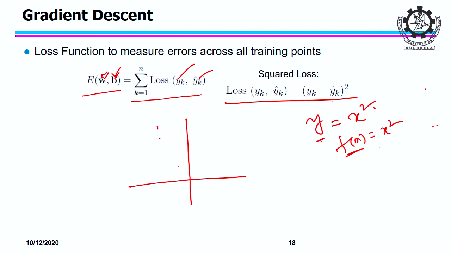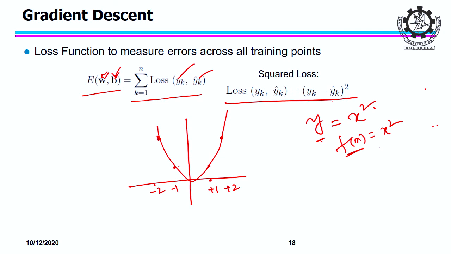So, let us say the value of x is 1, then this will be 1. If the value of x is 2, this will be 4. Similarly, if you put minus 1, it does not change here. If it is minus 1 here, if it is plus 2, so minus 2, that also will be 4.